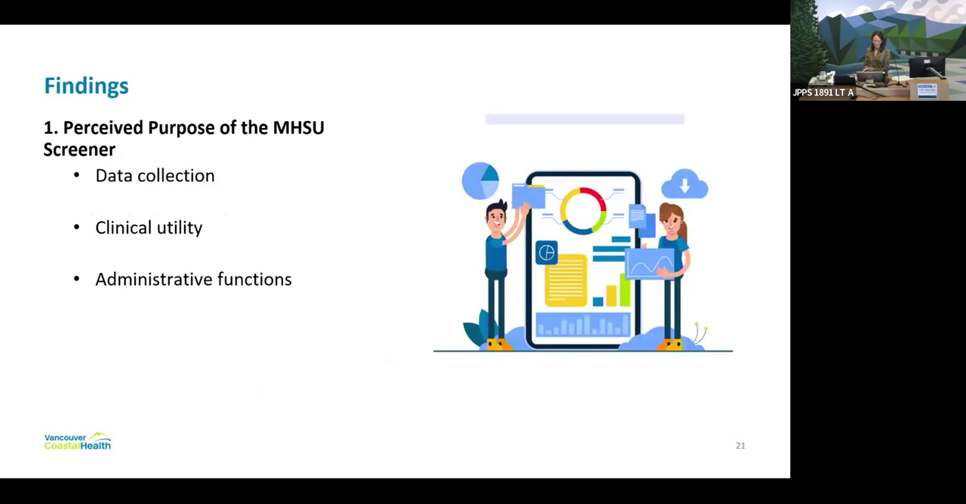So we're just going to talk about the findings of the study. The first finding was the perceived purpose of the MHSU screener. Participants thought that the screener was used for data collection, to collect individual client data, and for program evaluation. In terms of clinical utility, the screener is intended to guide treatment planning, but it was often seen as being underutilized.